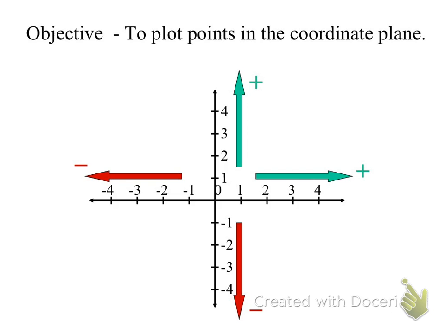Now, we have a special name for this line that goes across the horizontal line. What do we call that, Amanda? X-axis. The x-axis. And if that is the x-axis, the number line that goes up and down, Haley, is called the y-axis. The y-axis, yes.